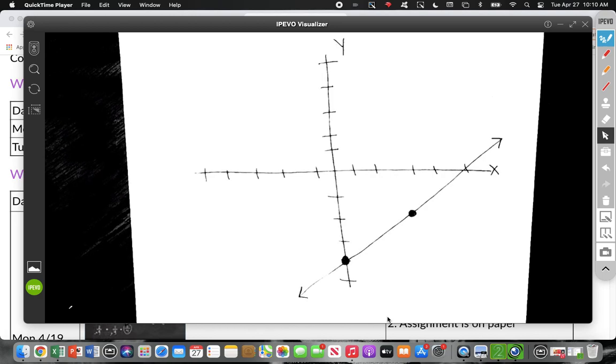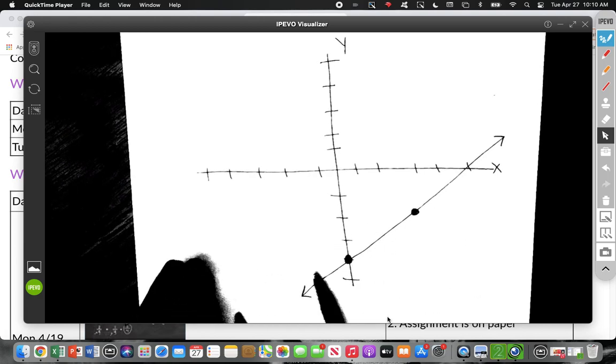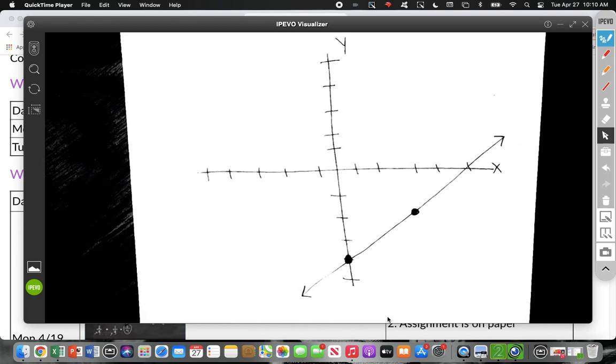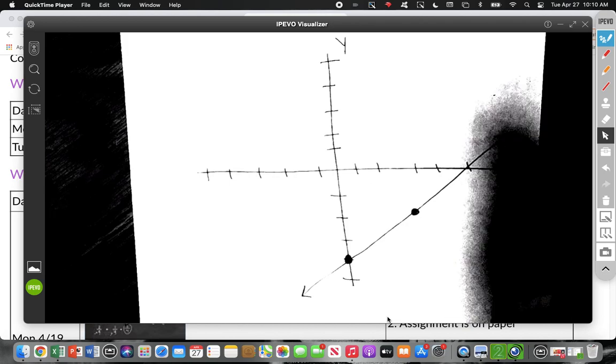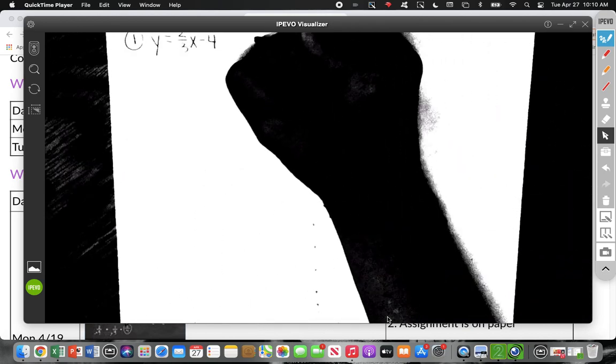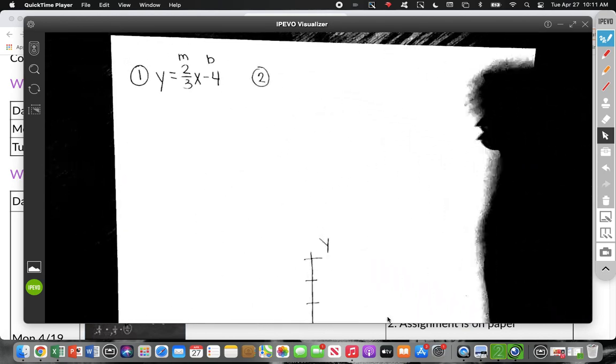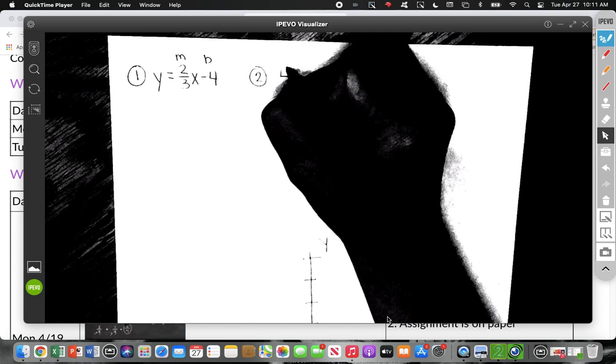All right, so on this, we've graphed our line and we've extended. So we've completed number 1, right? You guys, so far so good? We would graph that line. Then we would move on to something like number 2. You're going to see things that look like this today.